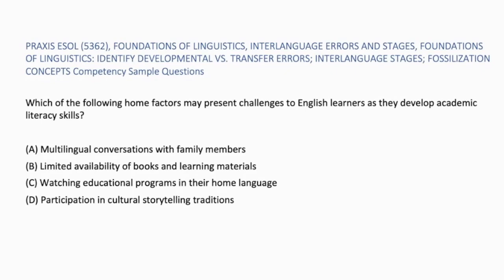Let's walk through the process of elimination. A. This actually helps language growth. It strengthens communication skills and doesn't block academic literacy. C. Learning in the home language supports comprehension and background knowledge, which transfers to English. D. Storytelling builds vocabulary, listening skills, and understanding of narrative structure, all of which support literacy. The correct answer is B. While many home experiences can support language development, limited access to books and educational resources may affect opportunities for students to engage in early reading and academic vocabulary development. Schools can help by providing support resources to bridge this gap.